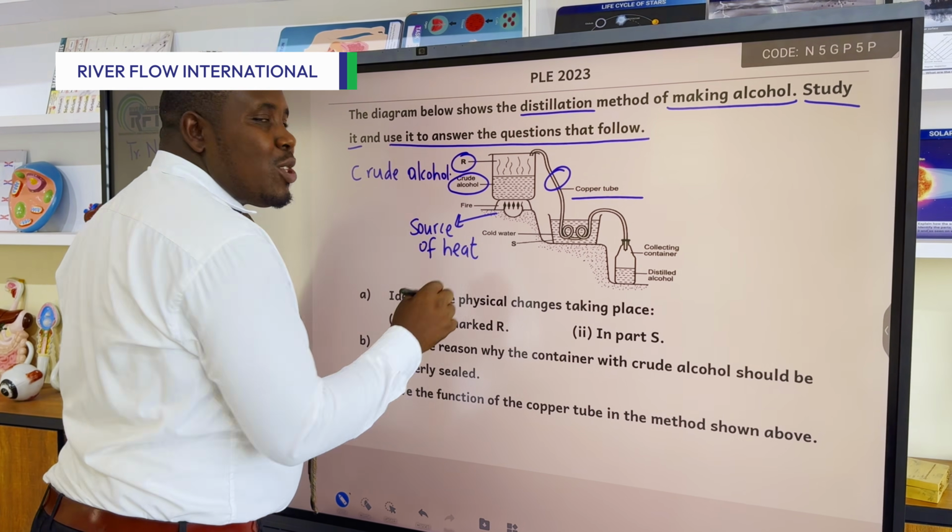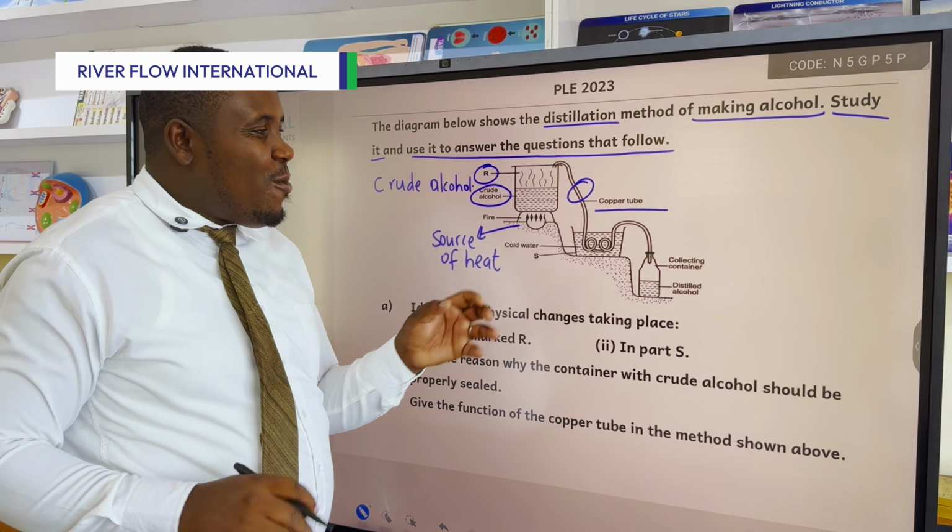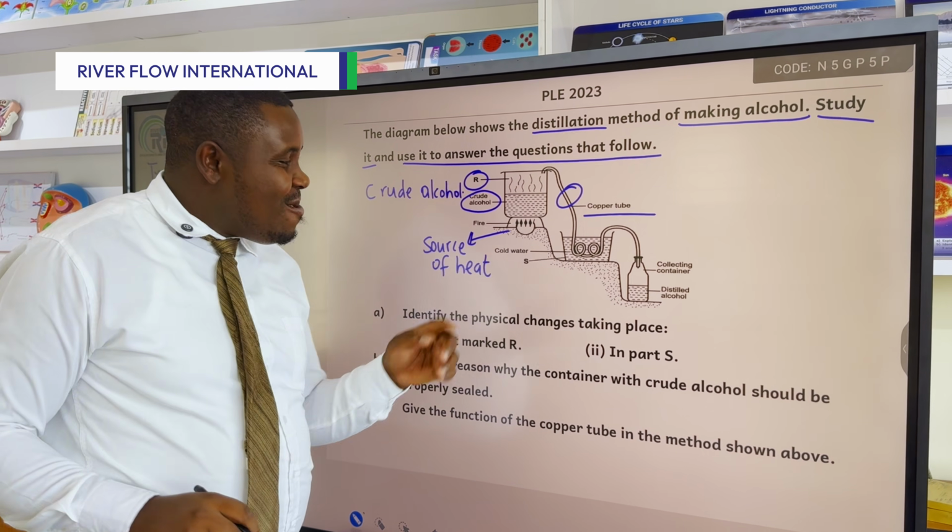Now I want to see those who have experience in making this type of alcohol. I used to make one.